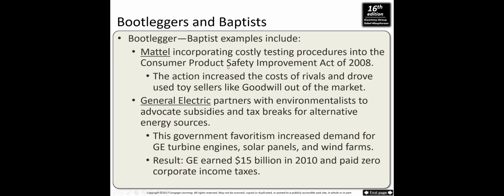Bootlegger-Baptist examples include Mattel. Mattel, a toy-producing company, got costly testing procedures incorporated into the Consumer Product Safety Improvement Act of 2008. The action increased the cost of rivals and drove used toy sellers like Goodwill out of the market. Another example is GE, General Electric, which partners with environmentalists to advocate subsidies and tax breaks for alternative energy sources. This government favoritism increased demand for GE turbine engines, solar panels, and wind farms. Result: GE earned $15 billion in 2010 and paid zero corporate income taxes.